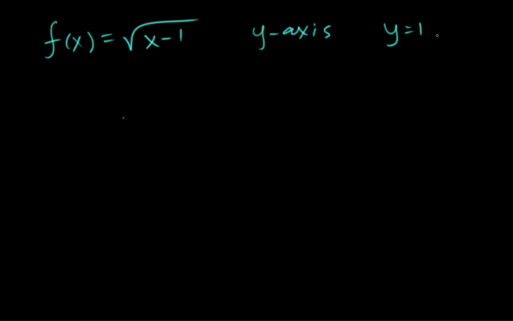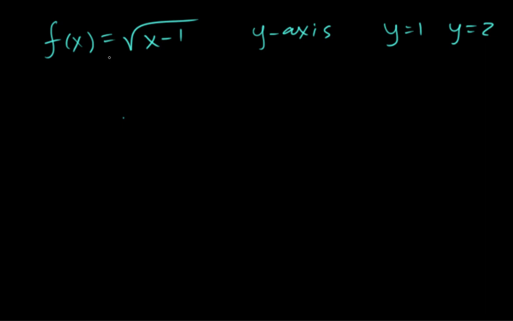Hey math kids, today we're going to talk about the area between a curve and the y-axis. It just says find the area between the curve. We're going to get f of x equals square root of x minus 1 and the y-axis between y equals 1 and y equals 2. There's a part B as well, but let's just focus on this.